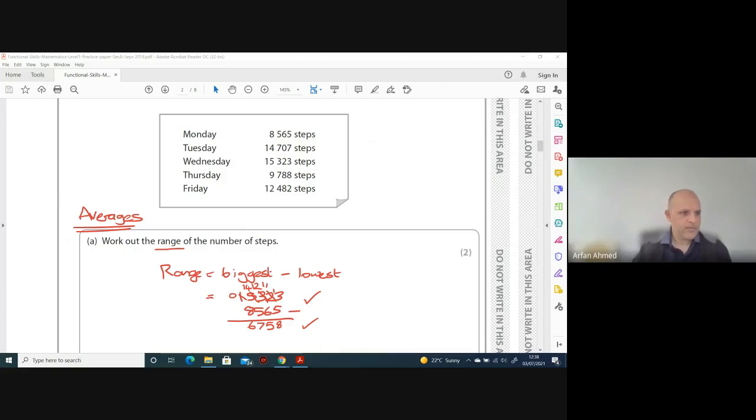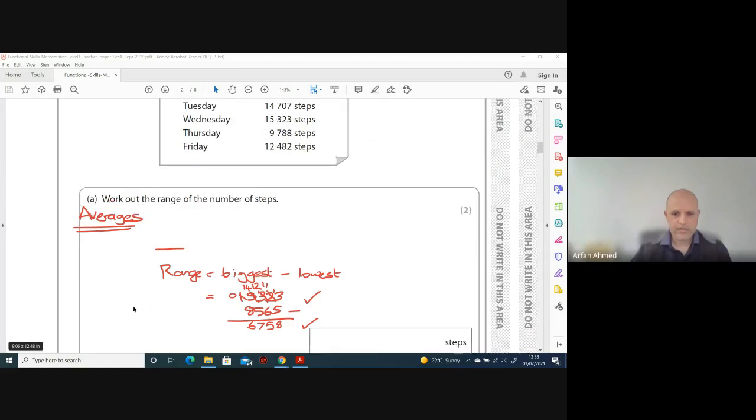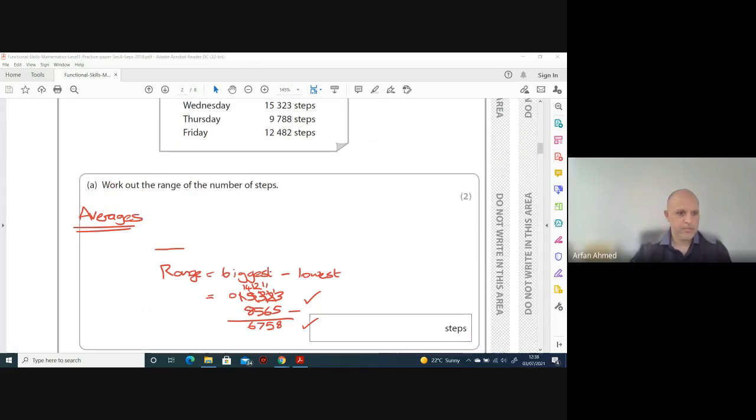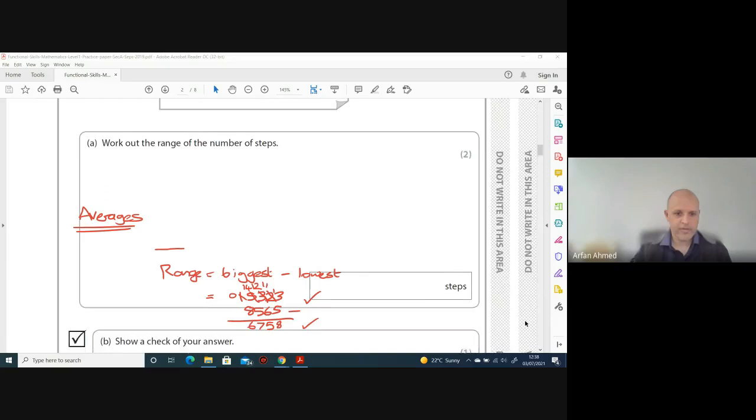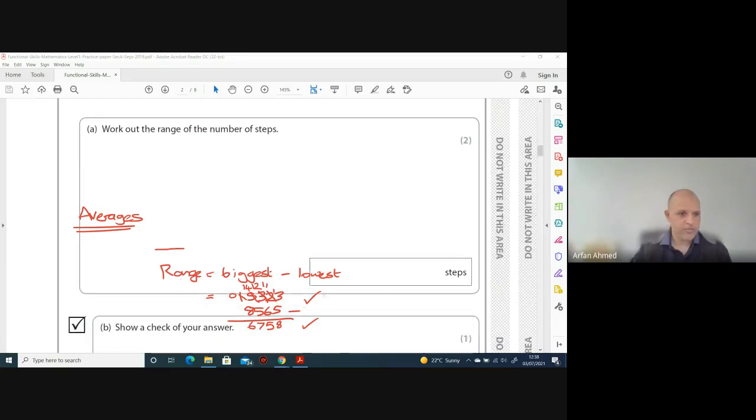So that's section A done. Let's move on to section B. Oh, let me delete that, 1 second. 6758. In fact, I'll leave that there because we might need it for section B. Let me just move it. How am I going to do that? Let's move the whole thing. Oh, it's a bit silly, this. Won't let me move it.